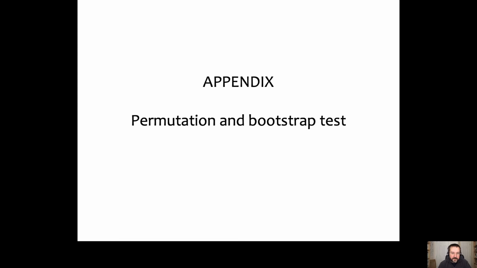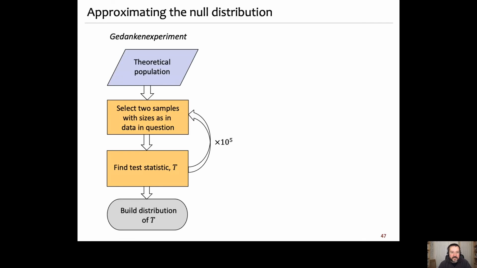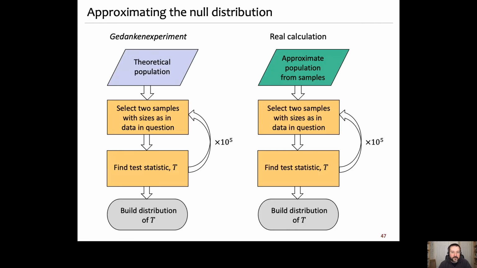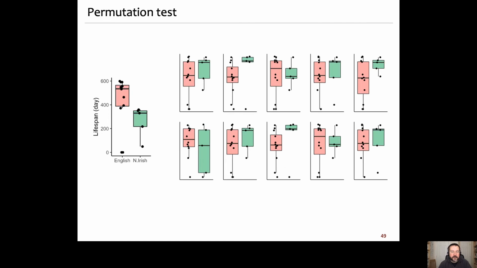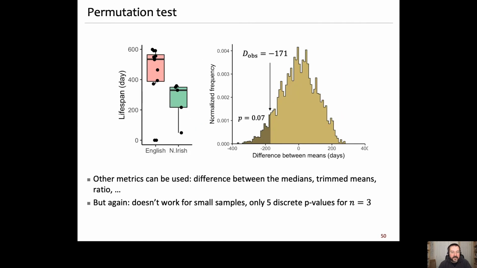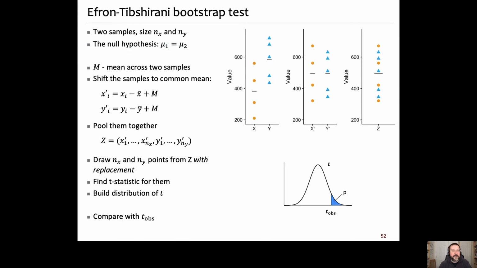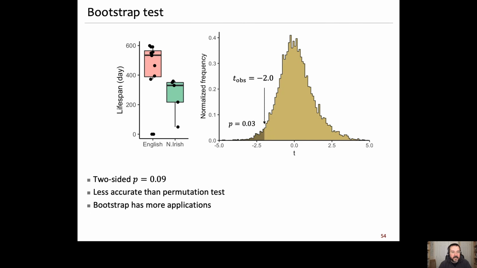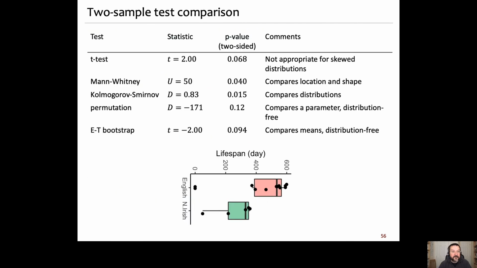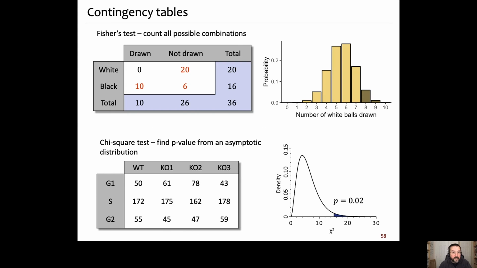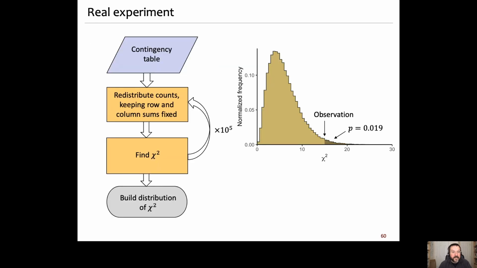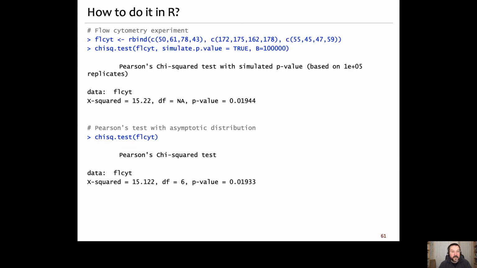This is the appendix I mentioned. This is about the permutation and bootstrap test. I show how it works, how you build the null distribution for this test. I show you a few examples and the null distribution and the p-value, how to obtain this and how to do this in R. Then the Efron-Tibshirani bootstrap test, similar examples and how to do this in R. And finally, the comparison of all two sample tests, including both permutation and Efron-Tibshirani test. At the end, there is an appendix about the Monte Carlo chi-square test with all the details and examples and explanation of how it works in R.